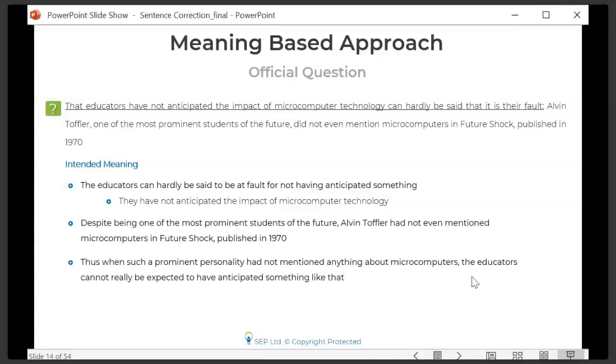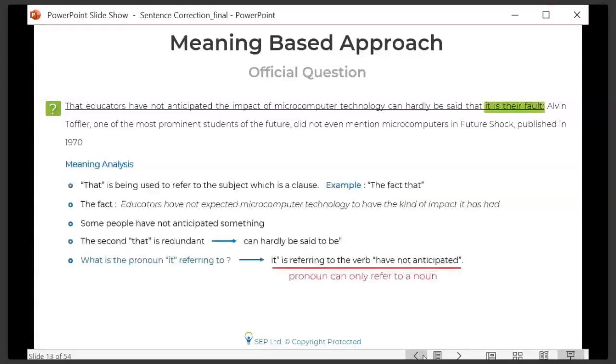So let me just go back a bit for you. The meaning analysis, okay? So what we did was we read the entire sentence in small parts. So we're starting a sentence with that, likely a clause is going to follow. So that educators have not done something, okay? That something has not happened can hardly be said that it is their fault. So this it is referring to what? The fact that some people did not anticipate something, right? So it is referring to the verb. It is not referring to the educators.